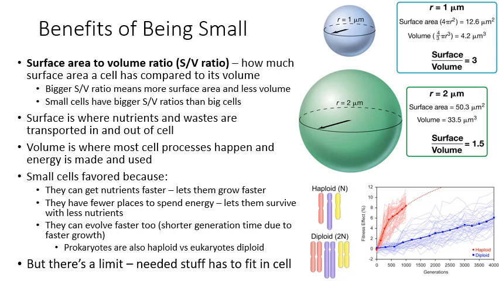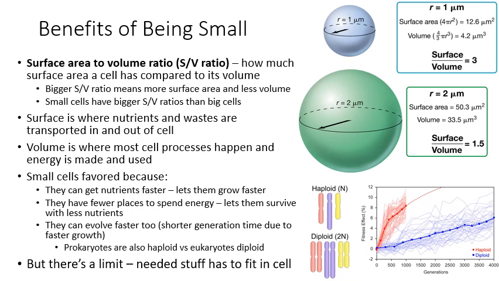Since they're reproducing more quickly, that means that they're evolving more quickly also. So a small cell is almost always going to evolve more quickly than a big cell will. And when a cell is evolving, well, a single cell doesn't evolve, but a population of small cells will evolve more quickly than a population of big cells. So that means that those small cells are at an advantage if the environment changes.